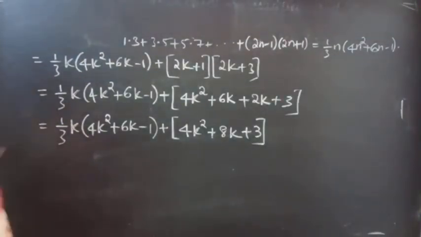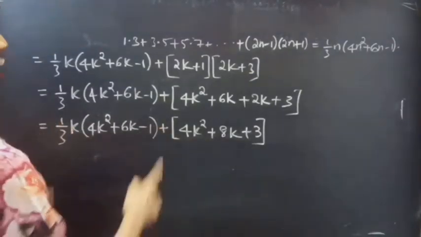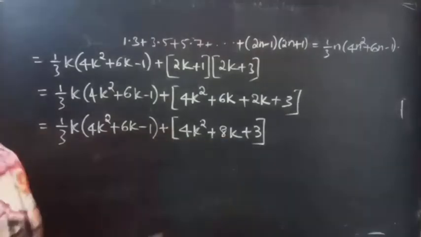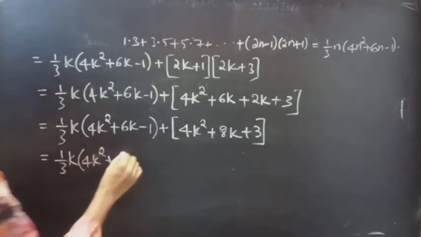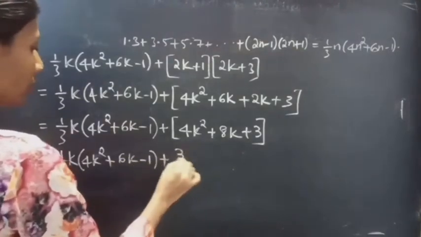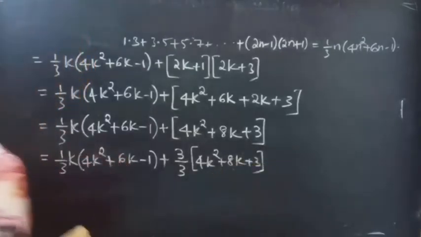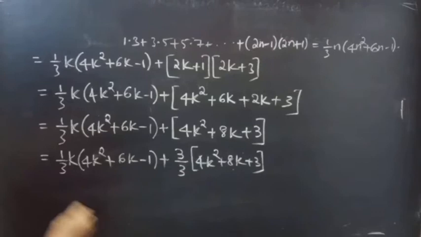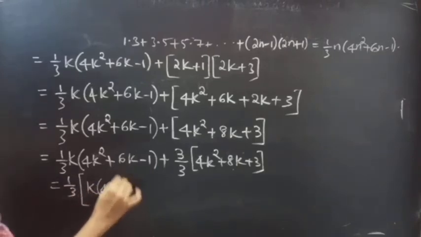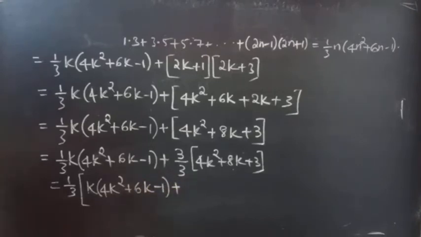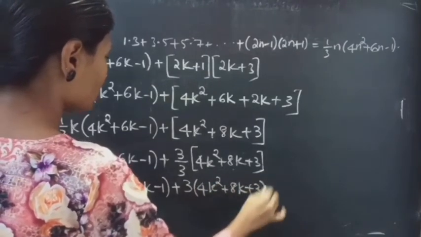So in the next step, we'll be taking 1 by 3 common. Okay. So if you consider this term, you're having 1 by 3. In the second term, you don't have any 1 by 3, right? So what we'll do is, we'll simply multiply and divide 3 to this term. So this equals, you can write it as 1 by 3 into k into 4k square plus 6k minus 1, plus 3 by 3 into 4k square plus 8k plus 3. Now it's easy to take 1 by 3 common from these two terms, right? So now take 1 by 3 common. Then you'll get 1 by 3 into k into 4k square plus 6k minus 1, plus 3 into 4k square plus 8k plus 3.